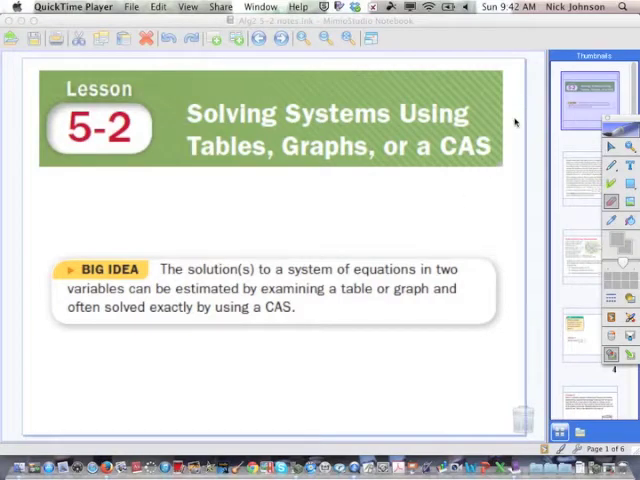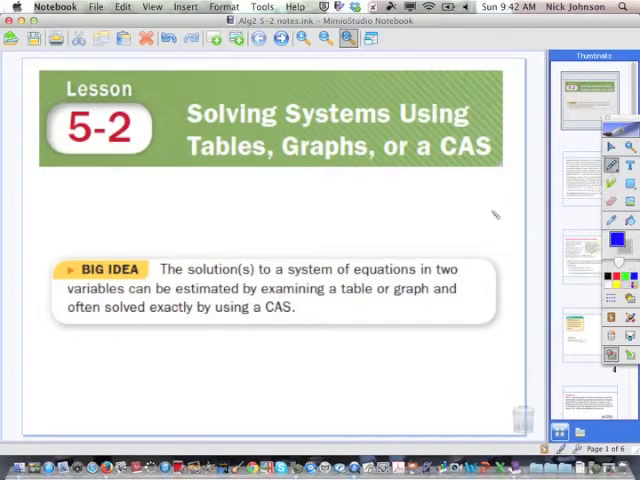Lesson 5-2, solving systems using tables, graphs, or a CAS calculator. Now, the solution to a system of equations in two variables can be estimated by examining a table or a graph and is often solved exactly by using a CAS. Now, we don't have a CAS. We have our calculator and table.